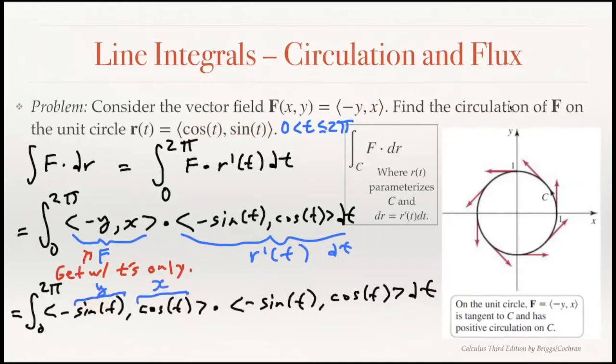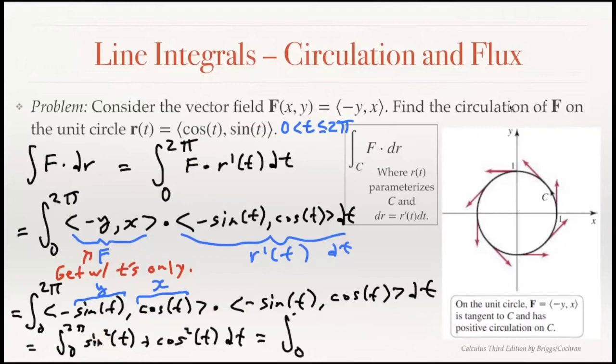Okay, so that's our y, that's our x. And now we take this dot product and it becomes a calculus 1 integral. So we have the integral from 0 to 2 pi. Negative sine t times negative sine t is positive sine squared t. We have a cosine t times cosine t. And we have our usual Pythagorean identity that's equal to 1. And the integral from 0 to 2 pi of 1 is 2 pi. Okay, so we got a positive circulation as we would expect.